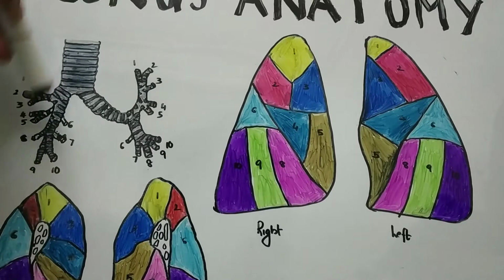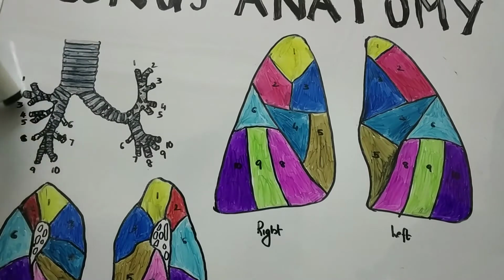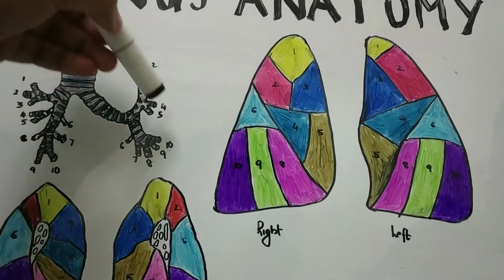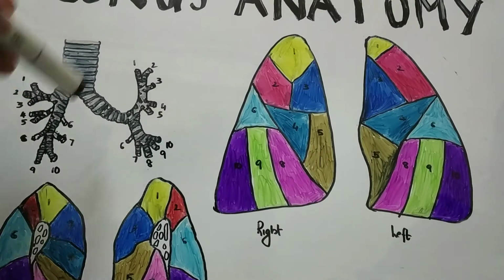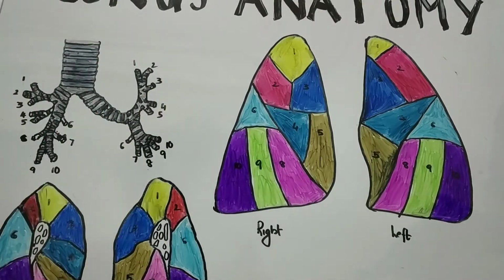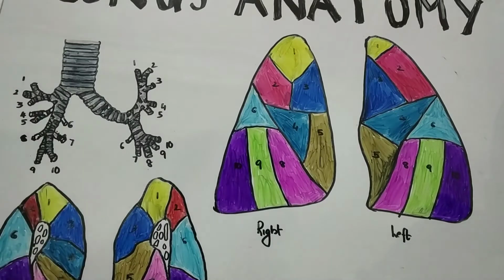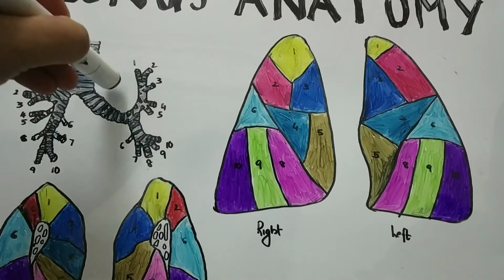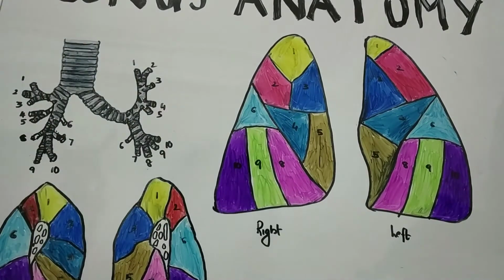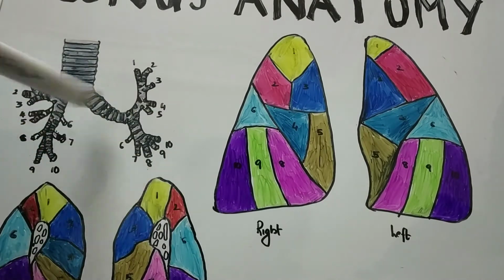So the dust particles which are inhaled can go directly into the right lung rather than the left lung. So the right lung gets infected easily compared to the left lung. The right principal bronchus is about 2.5 centimeters long and the left principal bronchus is about 5 centimeters long. So the left is longer as well as narrower.